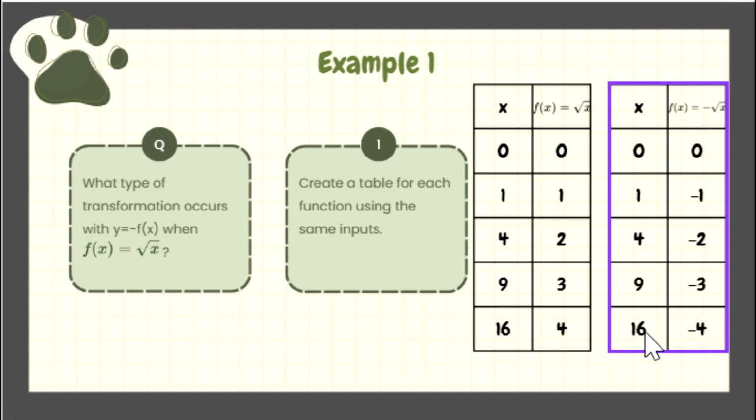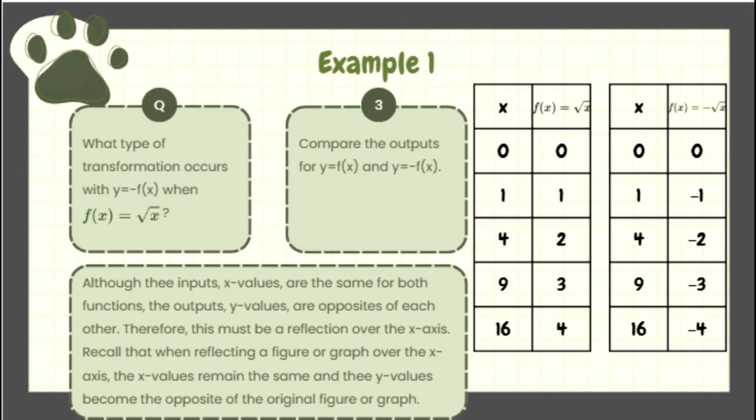Okay, that's where these numbers are coming from. The x values are the same on both tables. Plug these x values into the formula and we end up with 0, 1, 2, 3, 4. And then when we put a negative in front of it, we end up with the opposite. So 0, negative 1, negative 2, negative 3, negative 4. We saw the same pattern with the last formula we used.